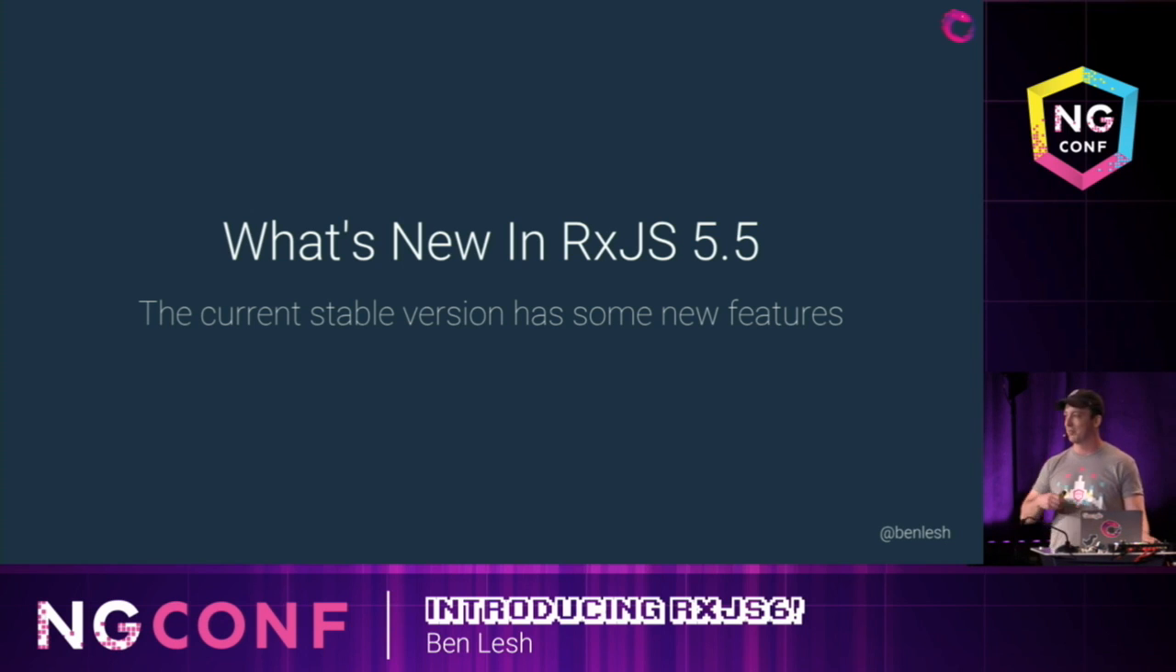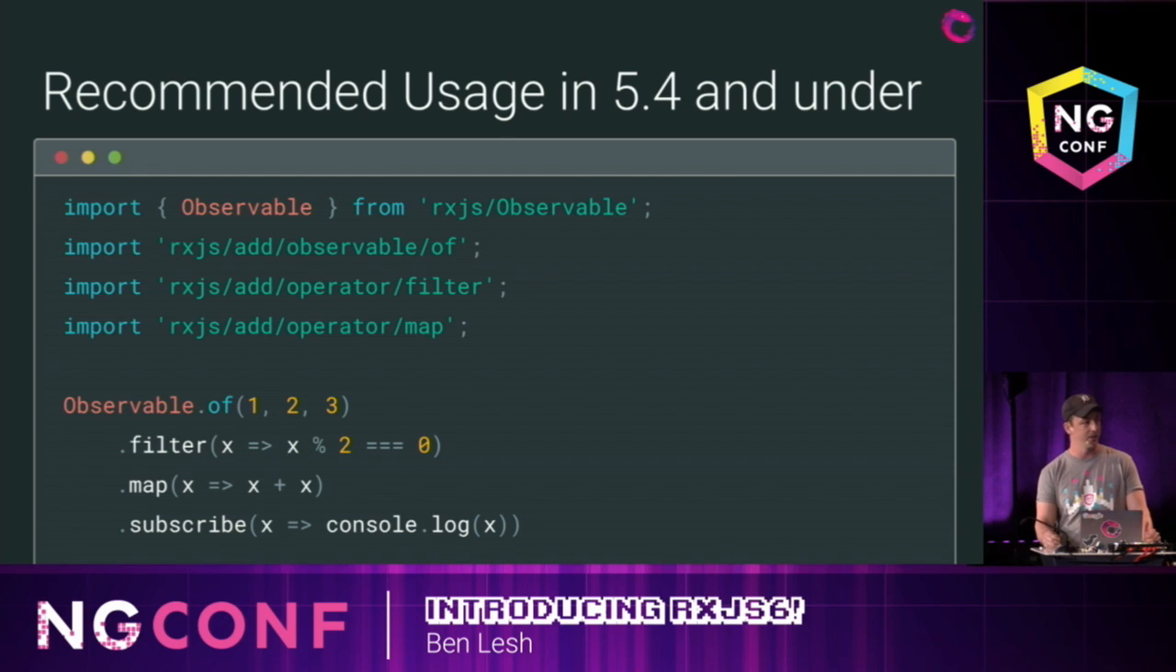So I'm going to apologize because I'm going to go pretty quickly in 20 minutes. I want to cover an awful lot of stuff. So the first thing I want to talk about is what was new in RxJS 5.5, and that came out last year. But it's really important when it comes to the migration path to RxJS 6. So this is the current stable version.